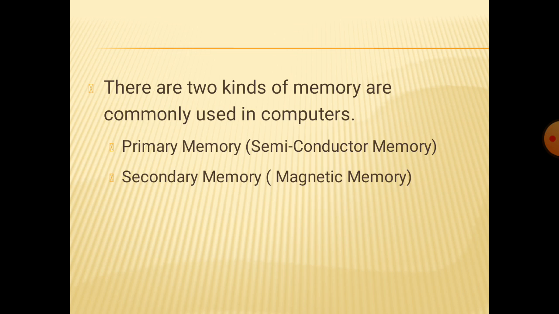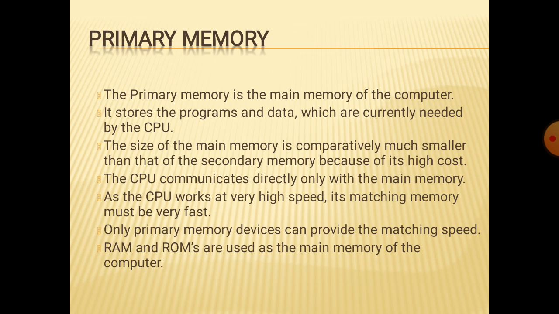Next comes your secondary memory. These are made up of magnetic devices. So secondary memory is also called magnetic memory. Why are these called semiconductor memory and magnetic memory? Because the technology we use to design those devices is semiconductor and magnetic. For that reason, respectively, those are called semiconductor memory and magnetic memory. Next, we'll study each type of memory in detail, one after the other.